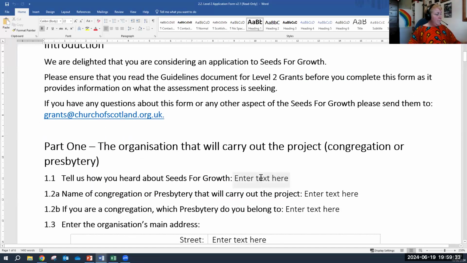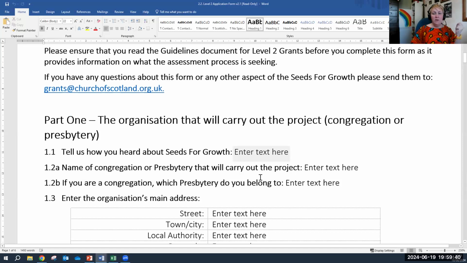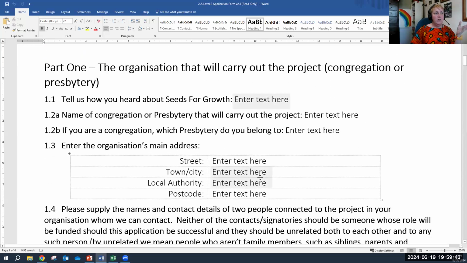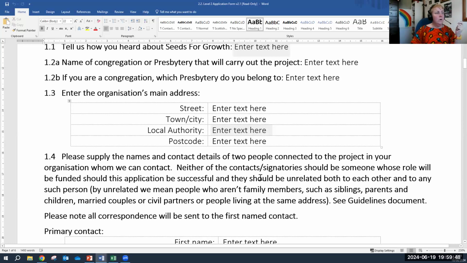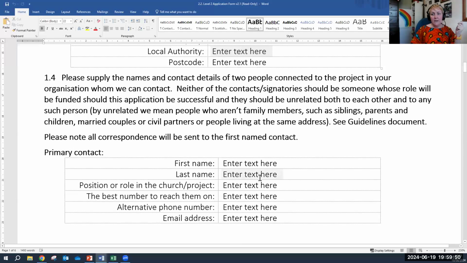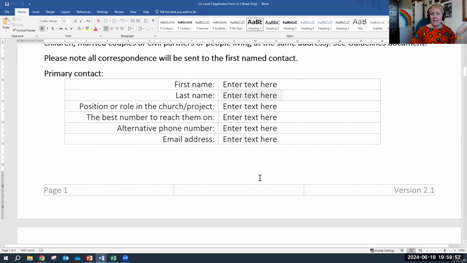Okay, so part 1 is the same as before. Tell us about how you heard about Seeds for Growth, name of a congregation or presbytery. If you are a congregation, which presbyteries do you belong to? Enter the organisation's main address. Same as before with the primary contact and the secondary contact. They can't be related to each other or to anybody that would be benefiting from the funding in any way, so employed in any way. But as David said earlier, that's just the contact. The person who physically fills in the form can be anybody you like.